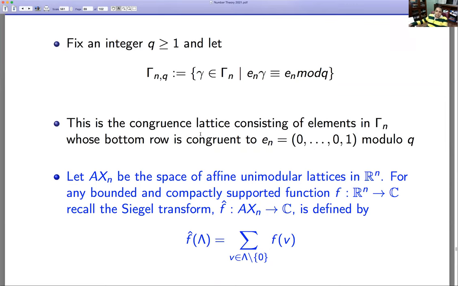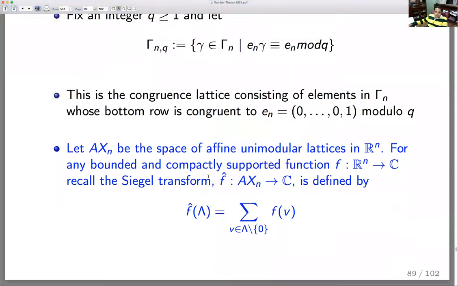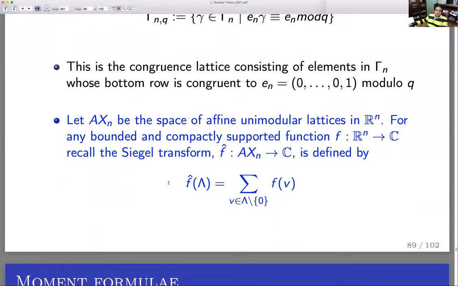Okay, and essentially the main tool here is the Siegel transform. Many of us have seen the Siegel transform on the space of lattices. Here it's written down on the space of affine lattices. So essentially you take some compactly supported function on R^n and form a function on the space of lattices by summing over the non-zero lattice vectors, all right? So this is what is called the Siegel transform.